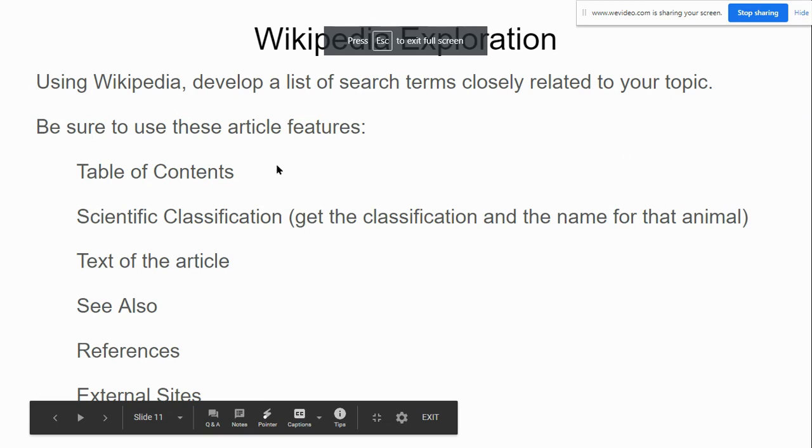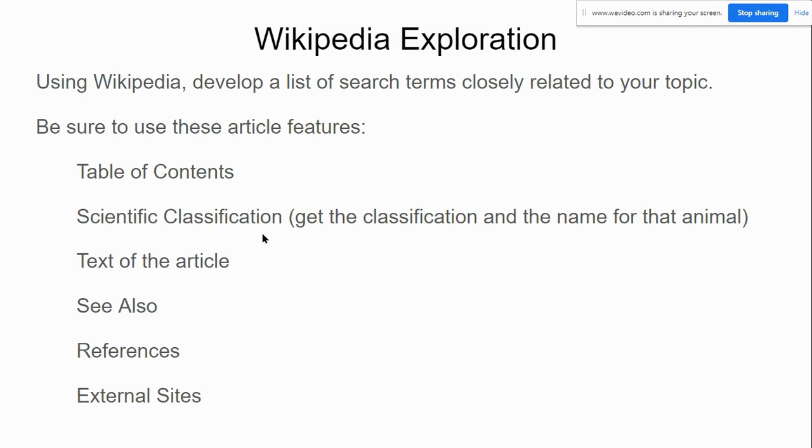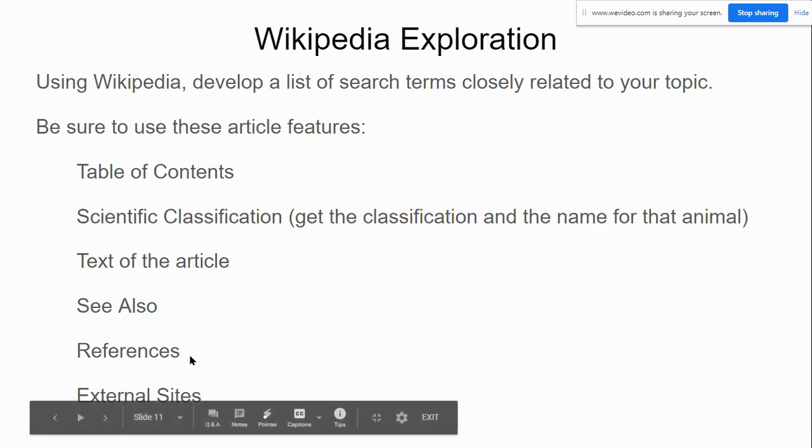Just as a reminder, we looked at the table of contents, the scientific classification on the right. We skimmed the text of the article. We looked at the see also at the bottom. We looked at the references at the bottom, and we looked at the external sites at the bottom. So those are all resources that you can use.